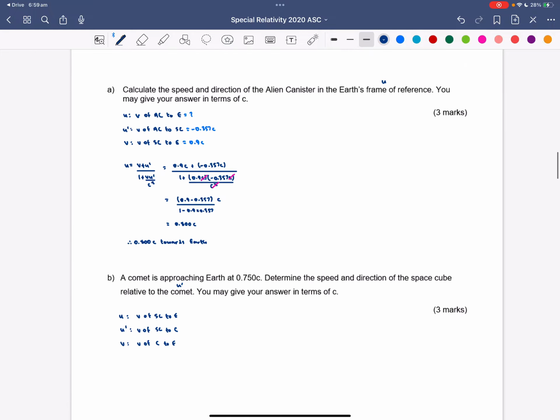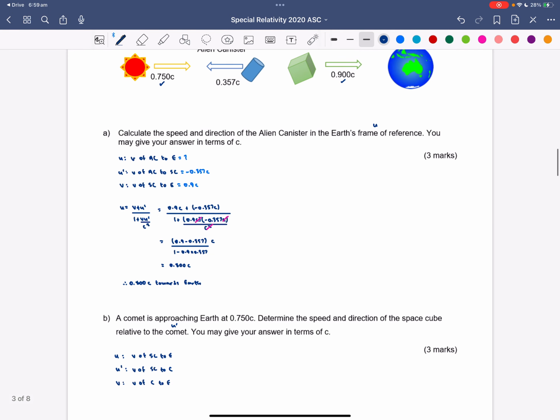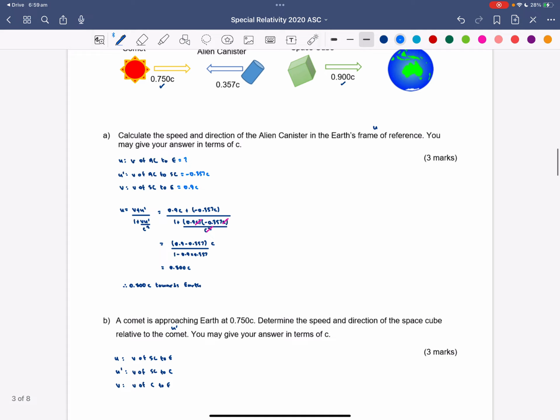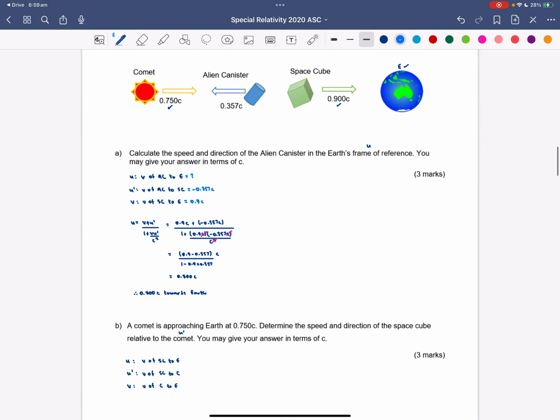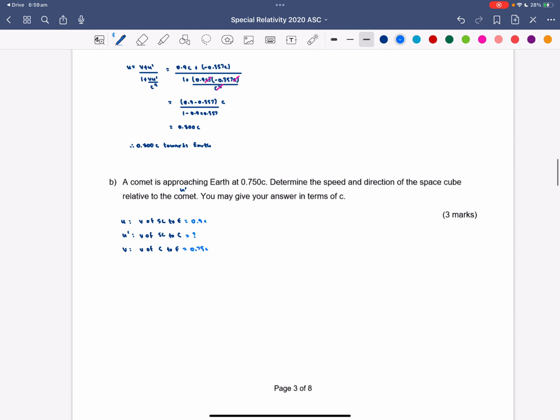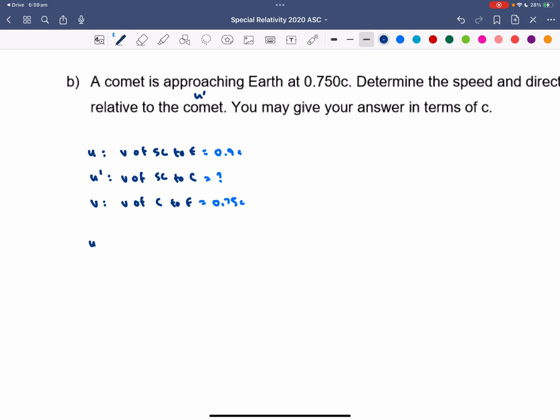Alrighty, and what do we have? What is the velocity of the space cube according to Earth? It is 0.9 c. And the velocity of the comet according to Earth is also to the right, so it's also positive, 0.75 c. Both are positive because they're both to the right. And obviously we want to work out u dash. The Galilean formula for u dash is just u take v. Then to make that Einsteinian, we need to divide by 1 take uv on c squared.